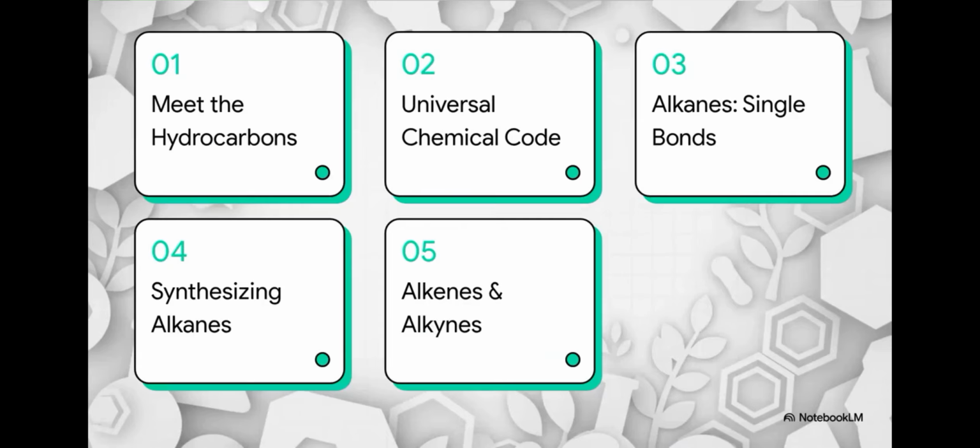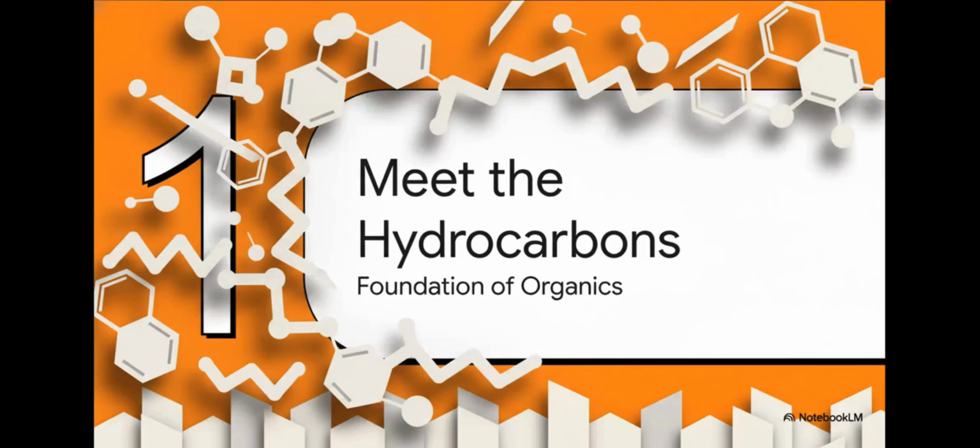So here's our roadmap for decoding all this. 1. Meet the hydrocarbons. 2. The universal chemical code. 3. Alkanes and single bond stability. 4. Synthesizing and reacting alkanes. And finally 5. Alkenes, alkynes, and unsaturation. Let's get right into it. Section 1. Meet the hydrocarbons, the true foundation of organic matter.